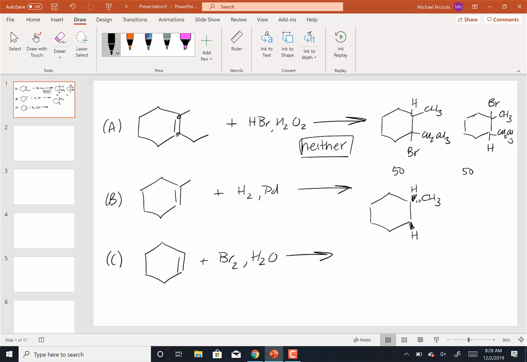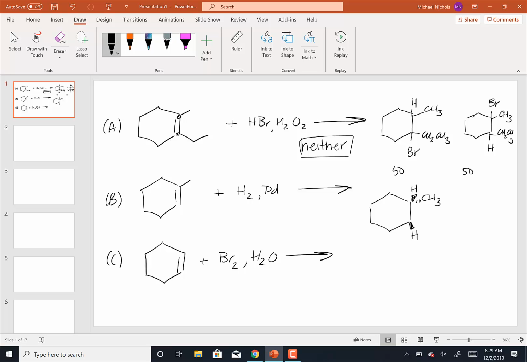Regioselective? No, because I'm adding hydrogen, which is a symmetrical reagent. And so whether I add the hydrogens this way or this way, I get the same product. So it's not regio. How about stereo? No? Why not?